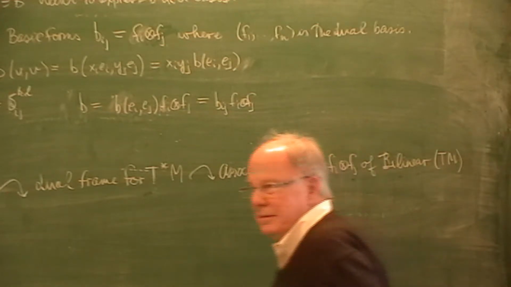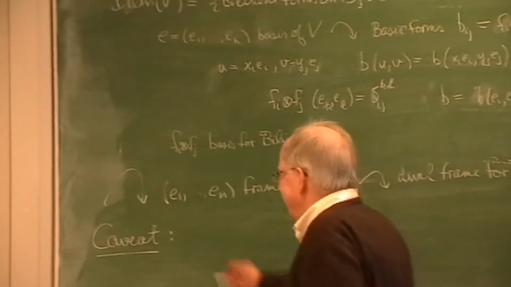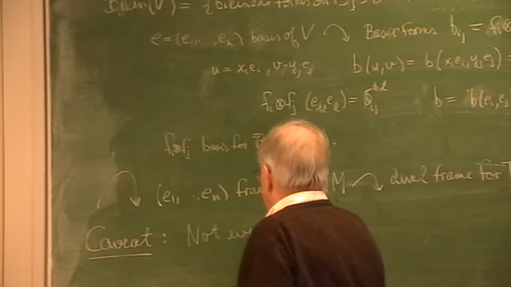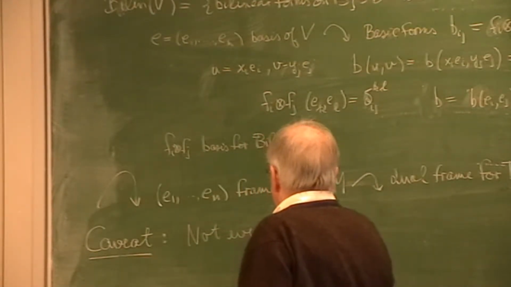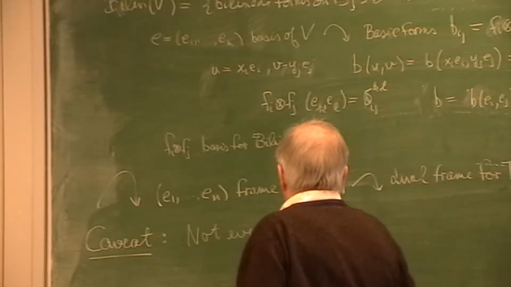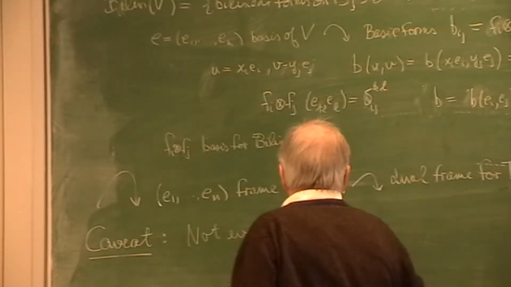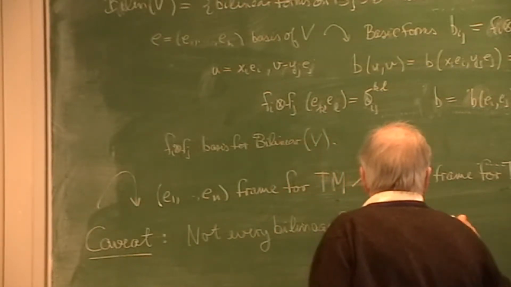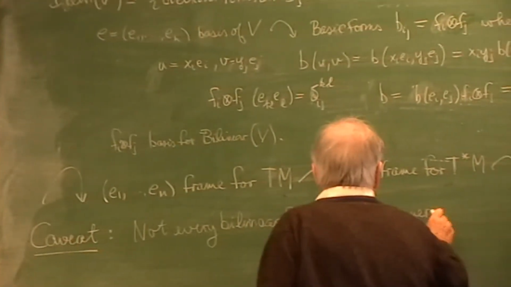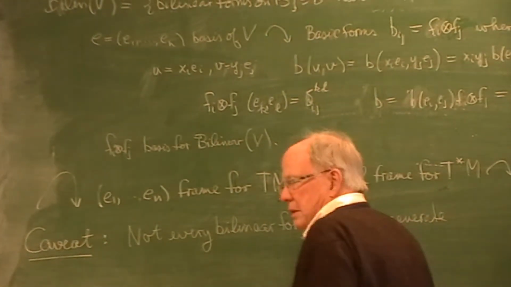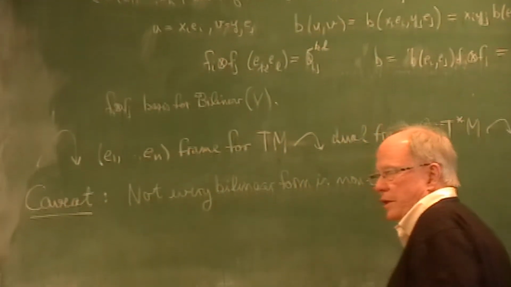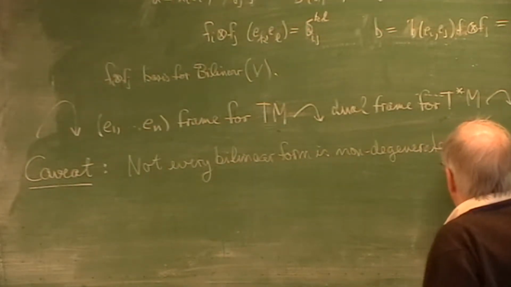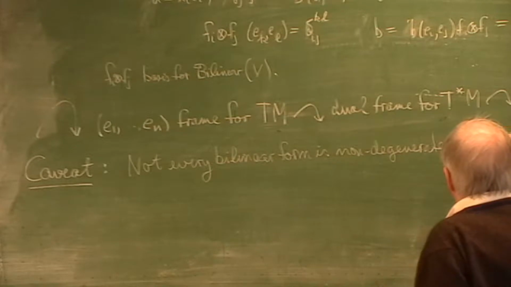Oh yeah, caveat. Not every bilinear form is non-degenerate. So a signature of a bilinear form is invariant here. So the space of bilinear forms decomposes based on signature.